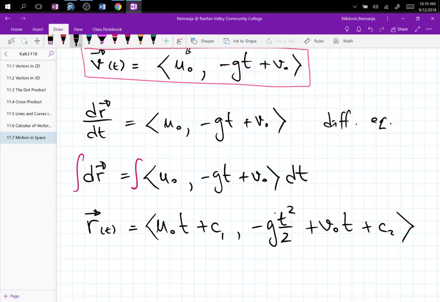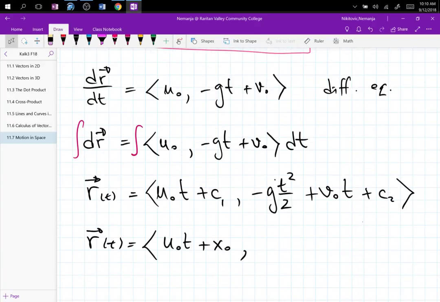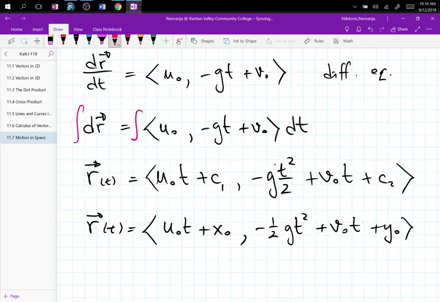Now, guys, this is position. Position is given as x and y. So now we have our vector r of t given as u0t plus x0, comma, negative 1/2 gt squared plus v0t plus y0. And this is that other very important equation, and this ends the mathematical calculations.